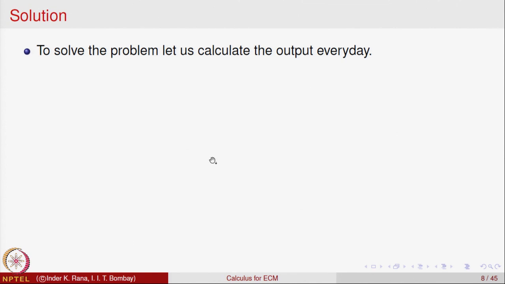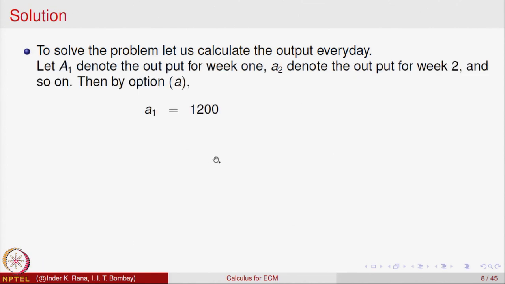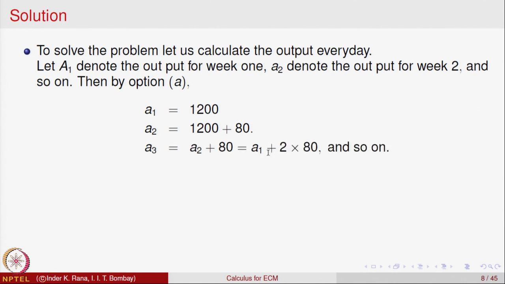To solve the problem, let us calculate the output every week. Let A1 denote the output for week 1, let A2 denote the output for week 2, and so on, right. So, A1 is the output. So, A1 will be equal to 1200, that is given to us. Now, if he goes for option A, that means what? He is able to increase the production by 80 units more. That means, A2 will be 1200 plus 80, right. And what will be A3?